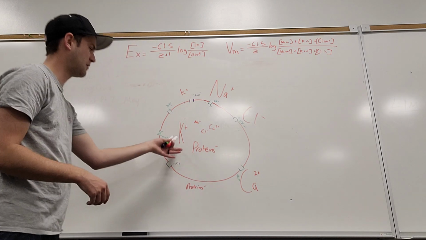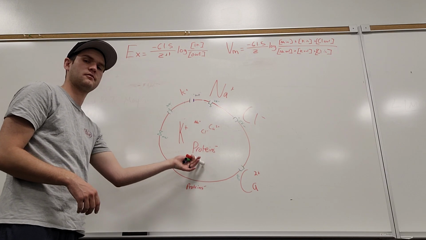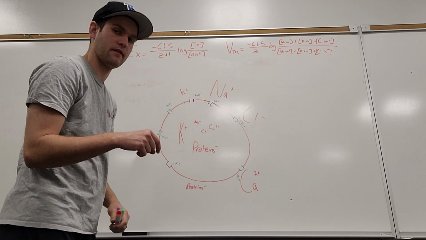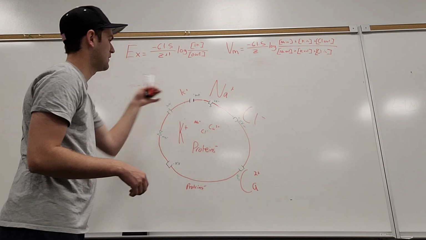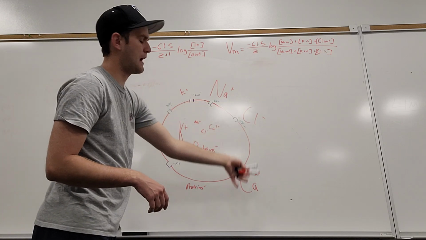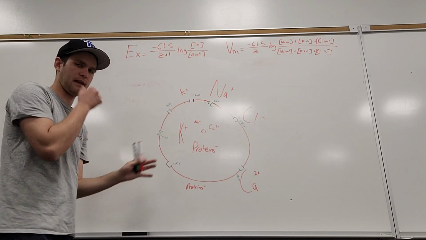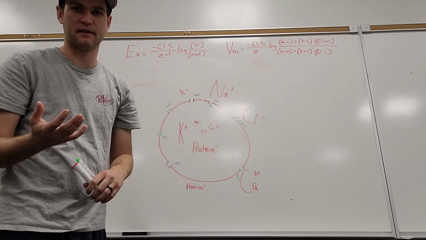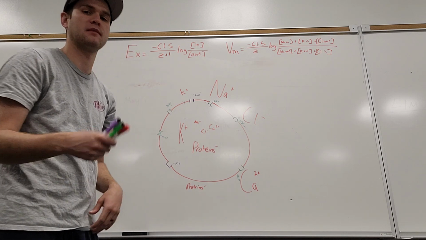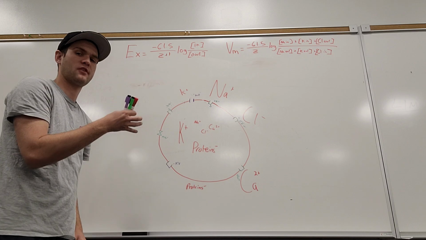So we know potassium ions and negatively charged proteins are going to be higher inside the cell than they are outside the cell. And we know sodium, chloride, and calcium ions are going to be higher outside the cell than they are inside the cell, okay? So that's the first factor we have to consider when we're determining resting membrane potential: our concentrations.